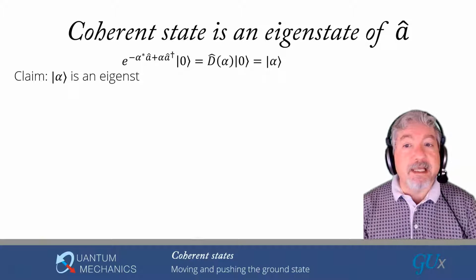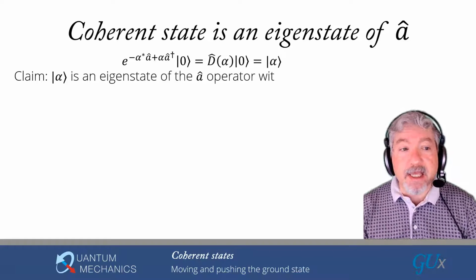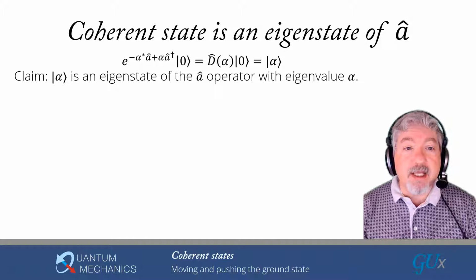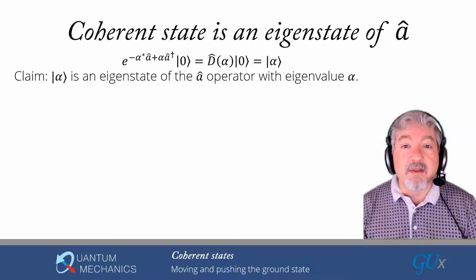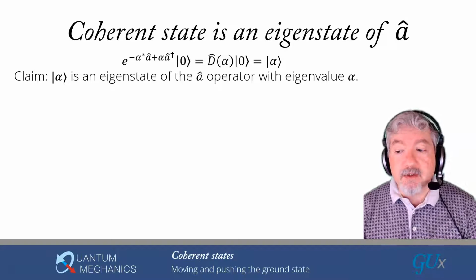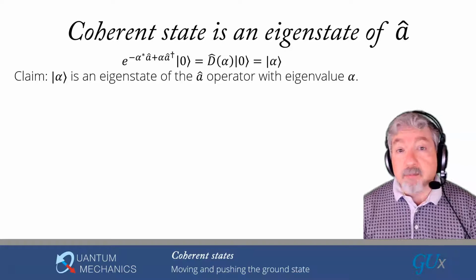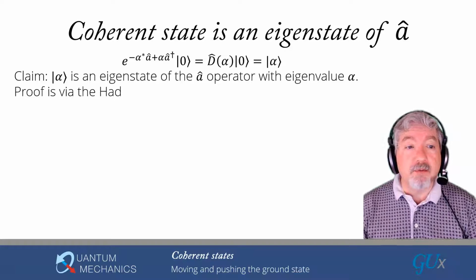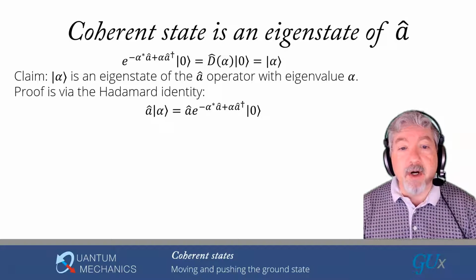Okay, the claim, and this is a very surprising claim, is that this coherent state is an eigenstate of the lowering operator with an eigenvalue given by alpha. Turns out the proof is really not that hard, so let's go ahead and prove it. We simply have to use the Hadamard identity.